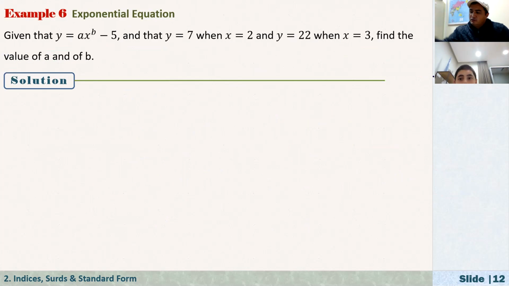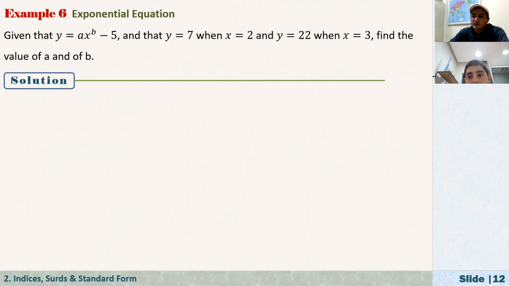Arat, can you solve this question? Can you write on the screen? Given that y is equal to a times x to the power of b minus 5, and that y equals 7 when x equals 2, and y equals 22 when x equals 3. It means when y is 7, x is 2.